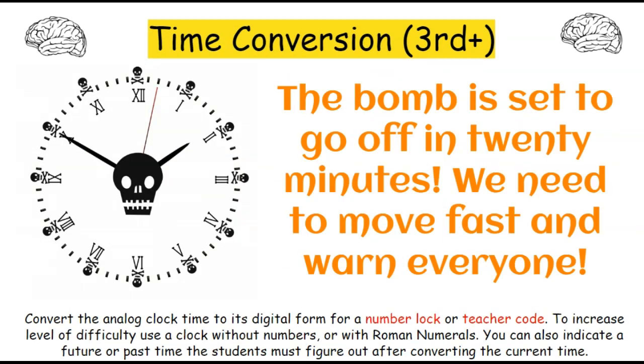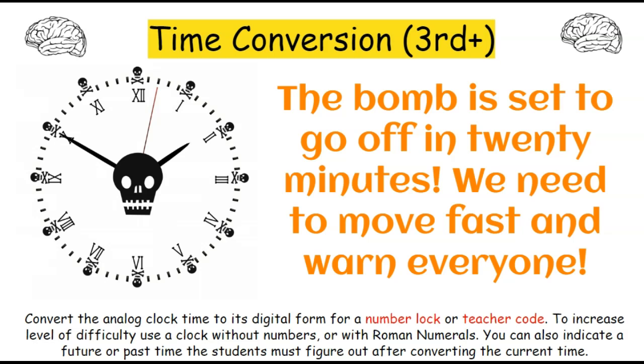This puzzle is titled Time Conversion. It's appropriate for third graders and up. It's a mental type puzzle, which means it'll work for digital and physical breakouts. Convert the analog clock time to its digital form for a number lock or a teacher code. To increase the level of difficulty, use a clock without numbers or with Roman numerals. You can also indicate a future or past time the students must figure out after converting the current time.